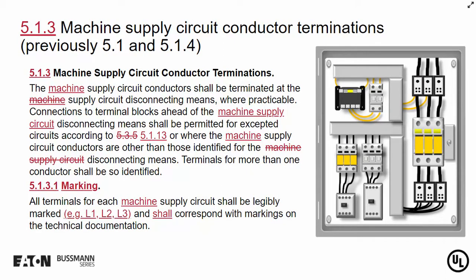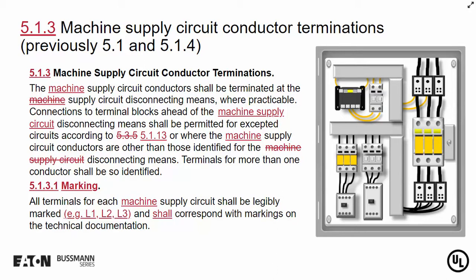So now that we've talked about the separation requirements for the machine supply circuit conductors, we now can go to the termination. So we're going to talk about what we have to terminate the wiring, the premise wiring into. And we have a couple options, okay? So if we look in section 5.1.3, this covers the requirements for the machine supply circuit conductor terminations.